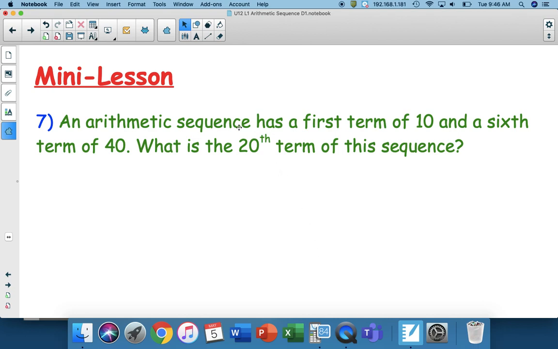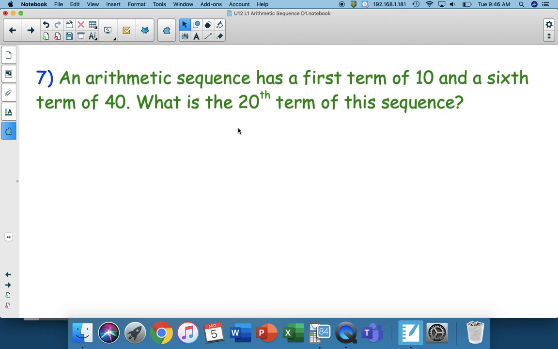It says an arithmetic sequence has a first term of 10 and a sixth term of 40. So it's not giving you all the terms, it's giving you very specific terms. If we write out the sequence, pretty much what it's saying is here's 10, 1, 2, 3, 4, 5, and then here is 40. And you don't know the numbers in between. And they want to know what the 20th term of this sequence is.